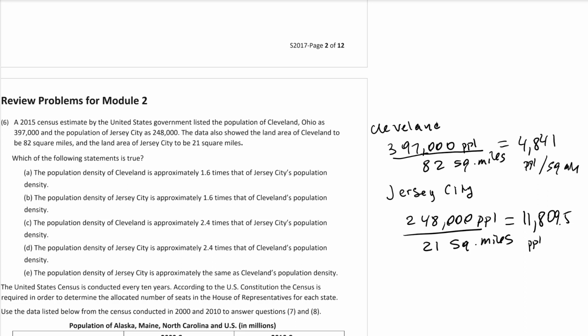All right, and now we need to say which one is more. Well, it's Jersey City that is more dense. All right, so we're going to get rid of this, and now it's not the same. It's asking by what ratio, because you see the word times. Times is associated with the ratio.